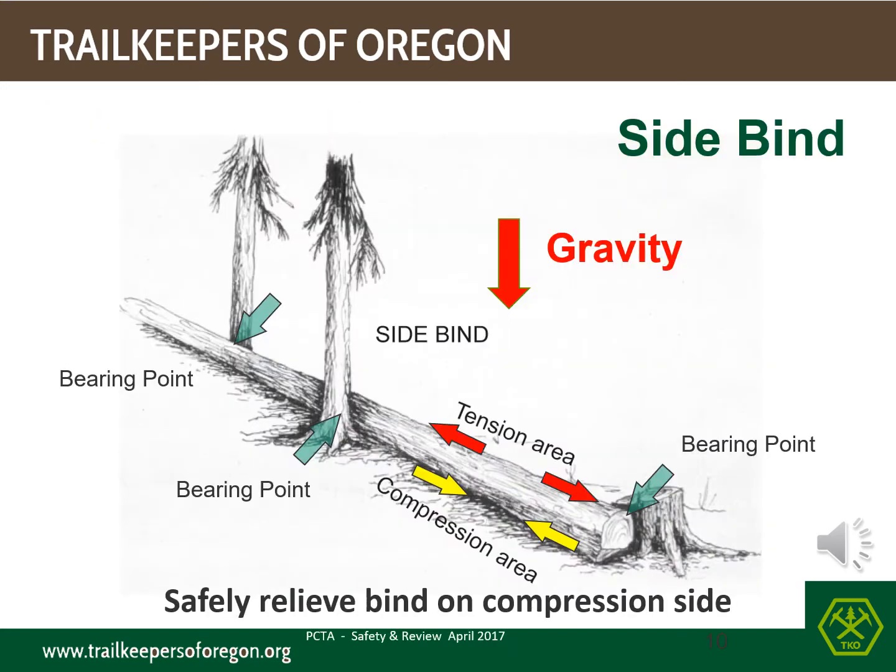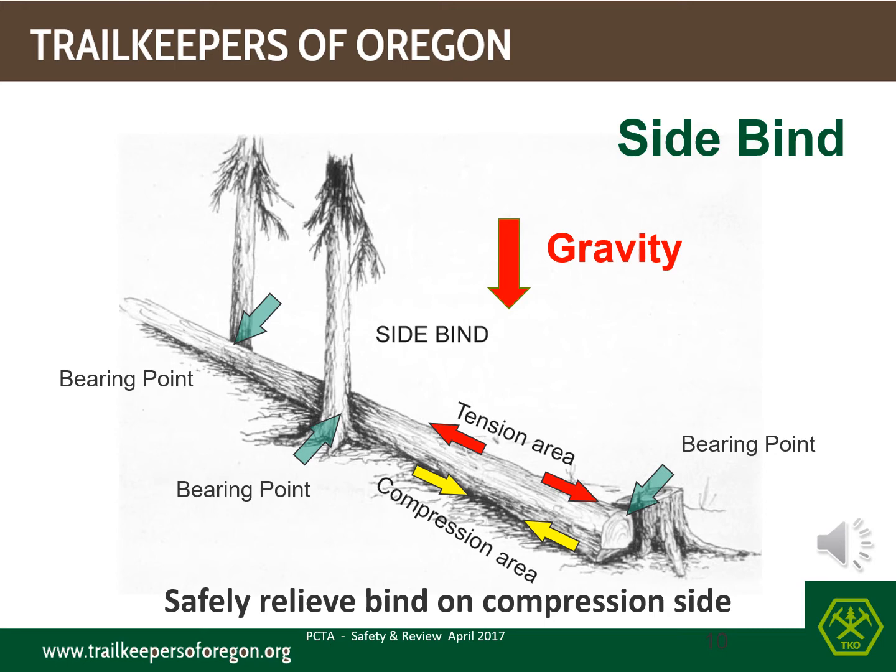Side binds can be very challenging for a sawyer team. Often in a green log, there is a lot of hidden energy that can surprise a saw team. Many times, a cut must be planned well away from the trail corridor just to release some energy. Look for bearing points that indicate side bind.